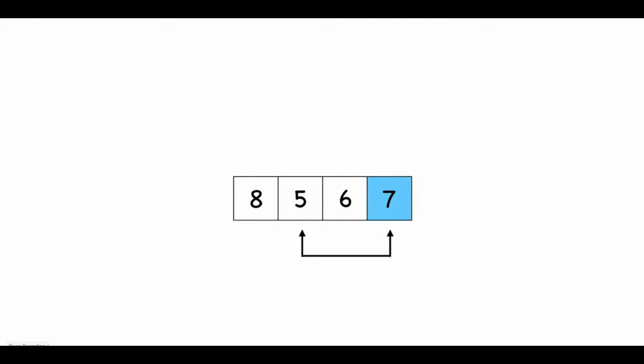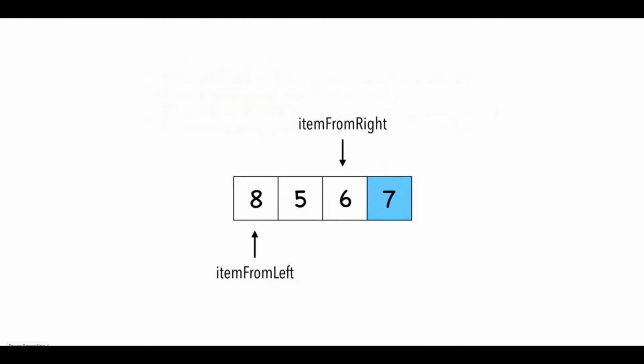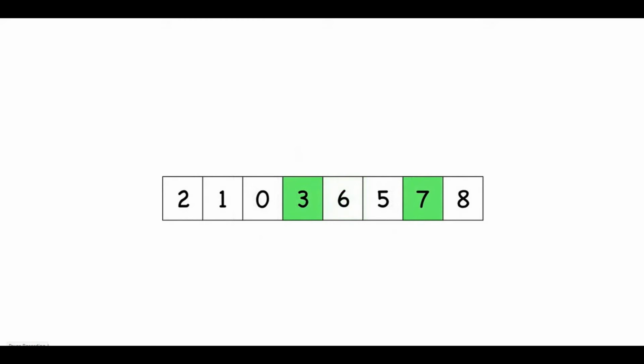I'll let you watch without voiceover. Now we have 3 and 7 in their correct positions. I think you understand the concept, so we'll let recursion handle the rest.